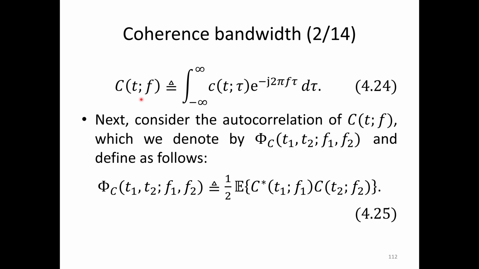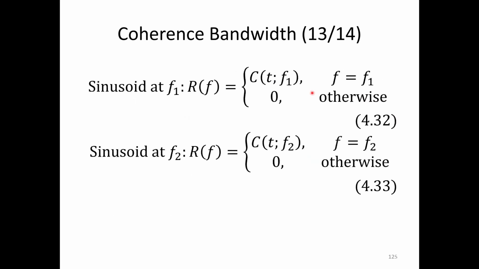Capital C of t, f is defined as the integral from negative infinity to infinity of small c of t, tau times exponential negative j2 pi f tau d tau, where c of t, tau is the impulse response function of the channel. Let us go back to the slide.